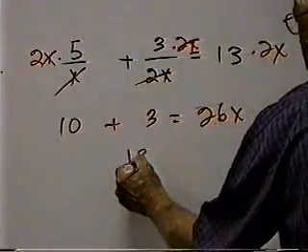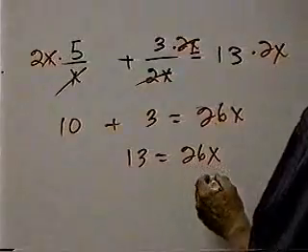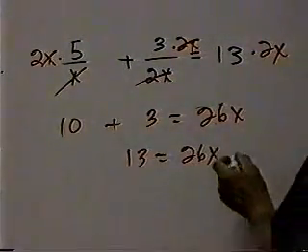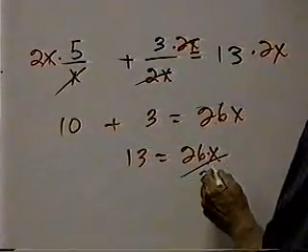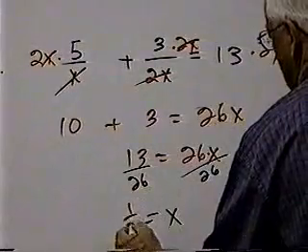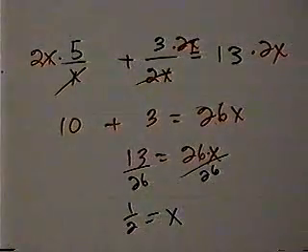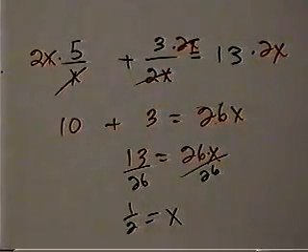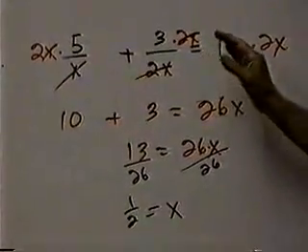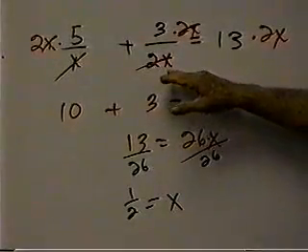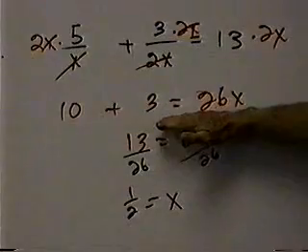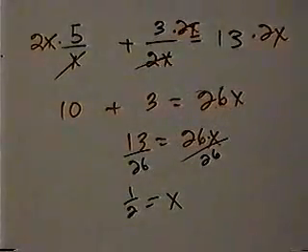Now, combining terms. Okay, and now we divide both sides by 26, and we get x is equal to 1/2. All right, that's how simple this is in terms of the concept. Simply multiply everything by the common denominator, then you have an equation, go solve the equation. All right, let's look at the next example.